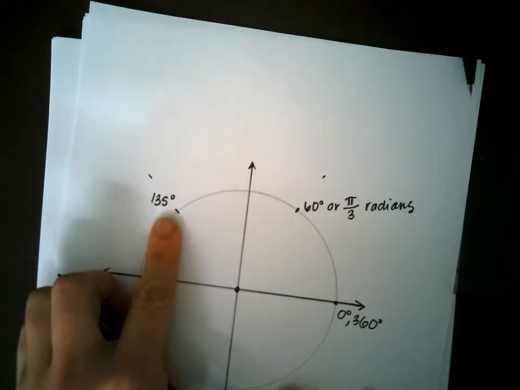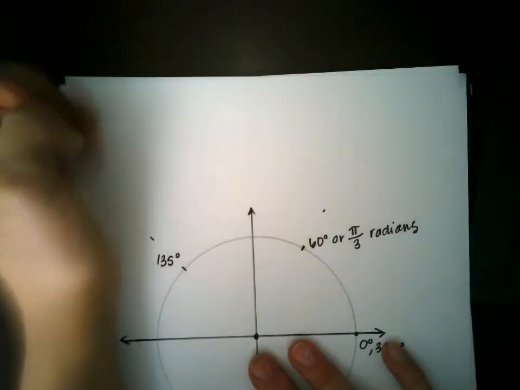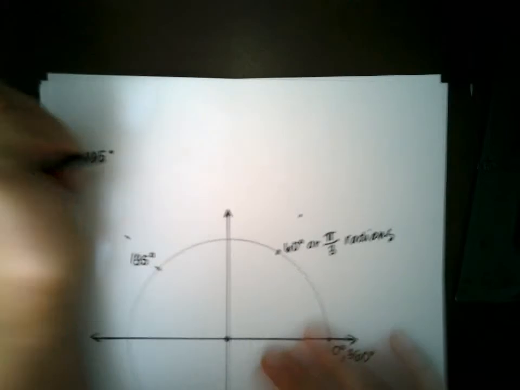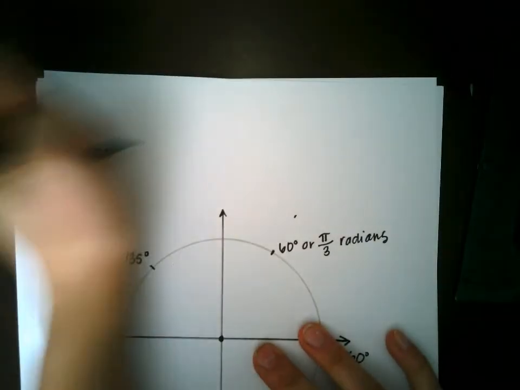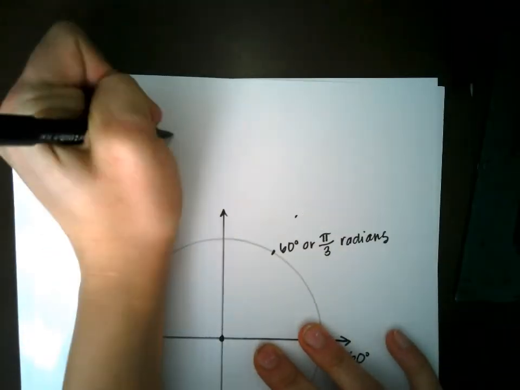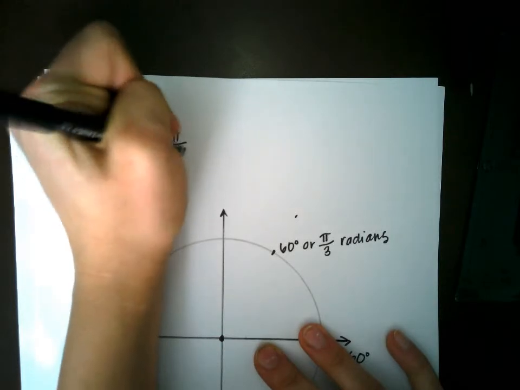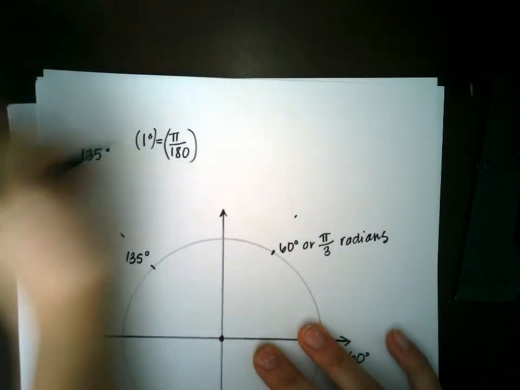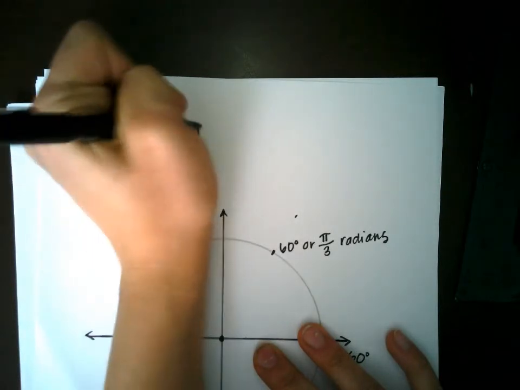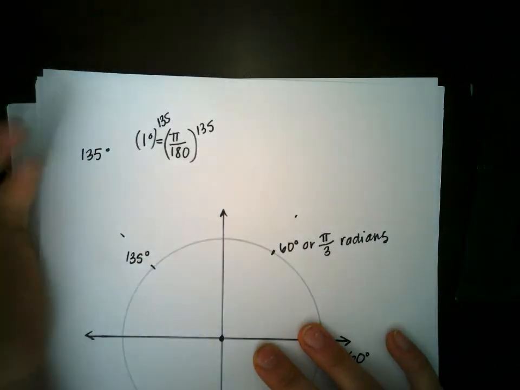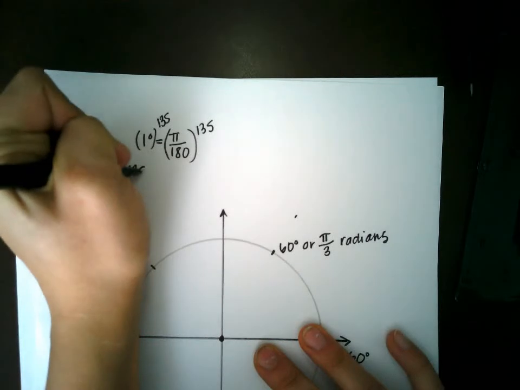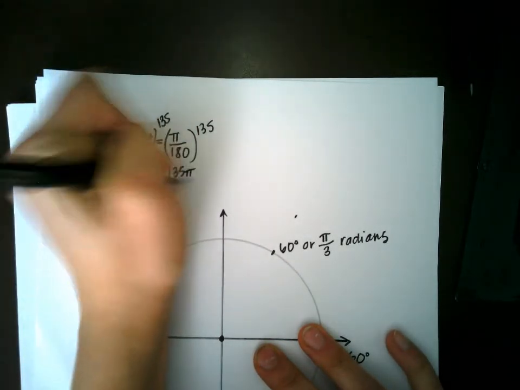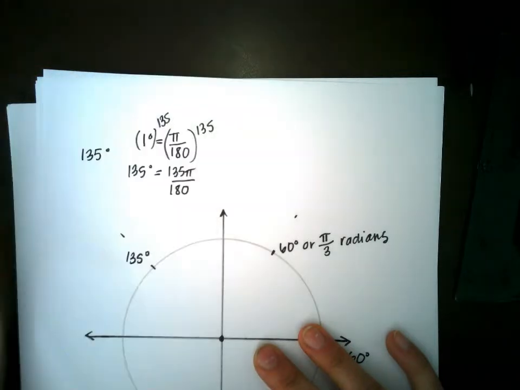And I want to know how many radians that is. So I'm going to do the same thing. I want to know how much this is. So I know that 1 degree is equal to pi over 180 radians. So I'm going to multiply both of these things by 135 to find out how much 135 degrees is equal to. So 135 degrees on this side is equal to 135 pi over 180.